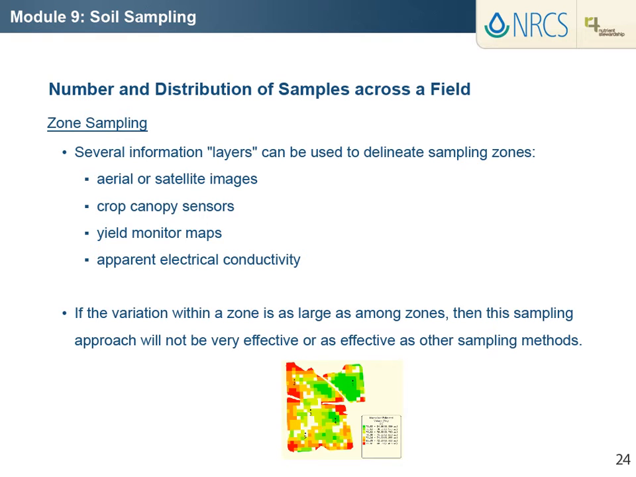This approach assumes that the soil or crop characteristics used to delineate zones result in relatively homogeneous nutrient availability within each zone compared with the entire field area.